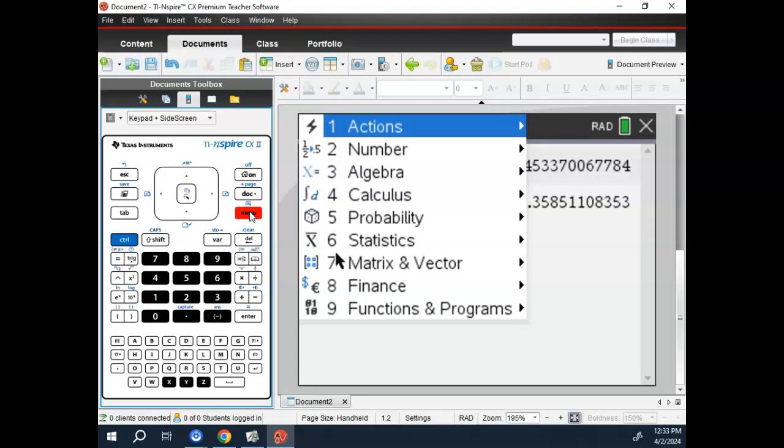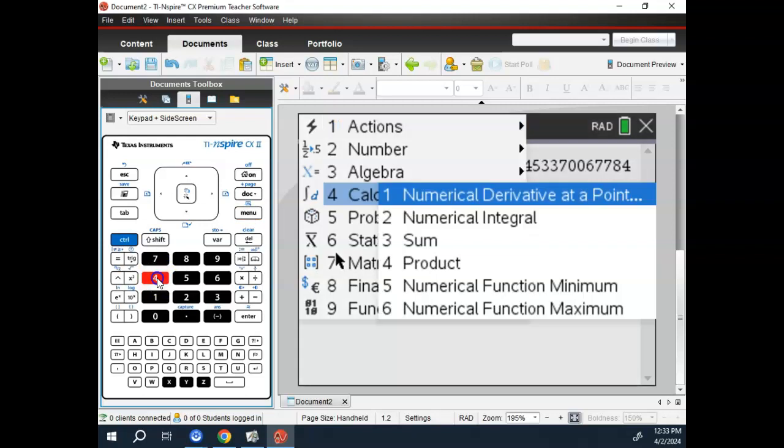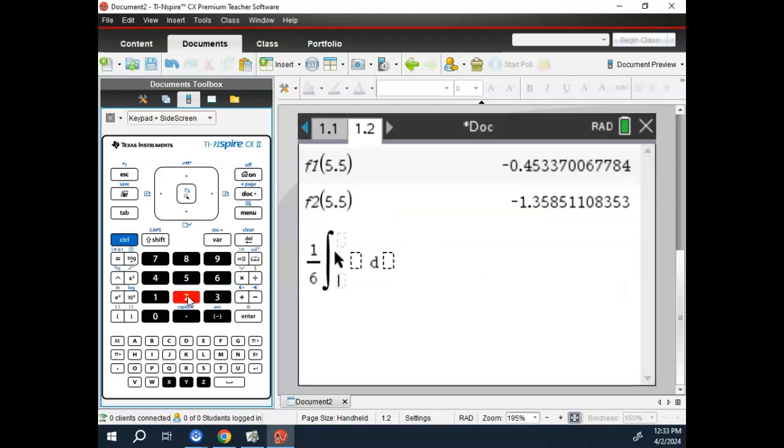What class are we in? Calculus. Good job. We knew the answer to that one. 4. And what are we trying to do here? An integral, right? Number 2. And then this pops up. And we are going from 0 to 6. And then this is f1 of x. And then we have to put dx.